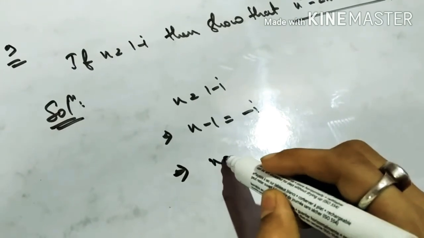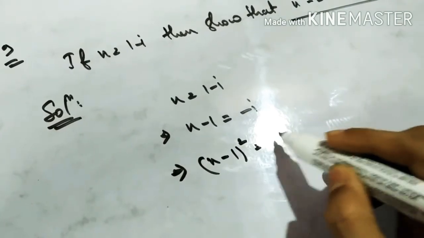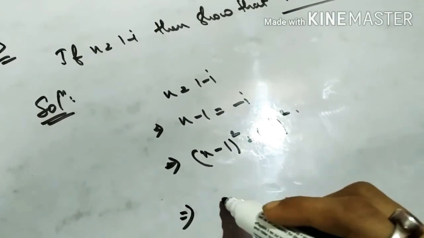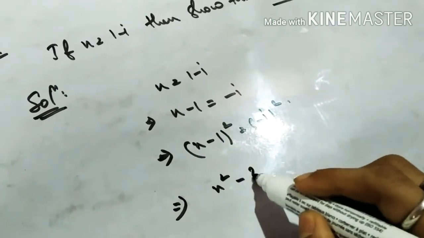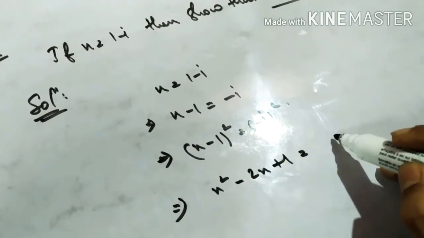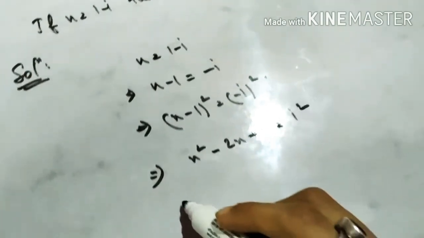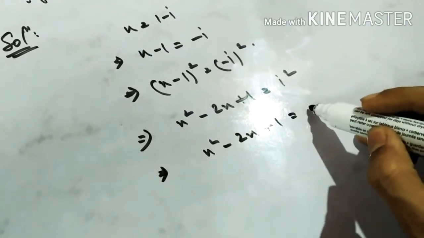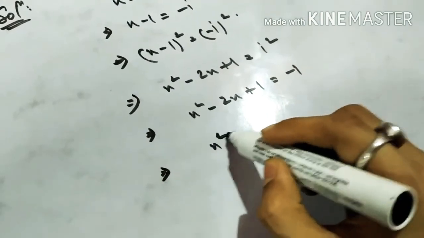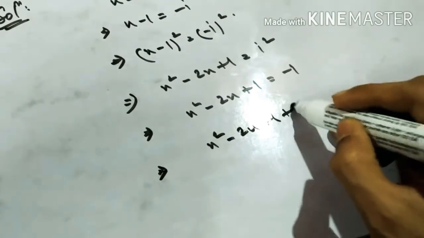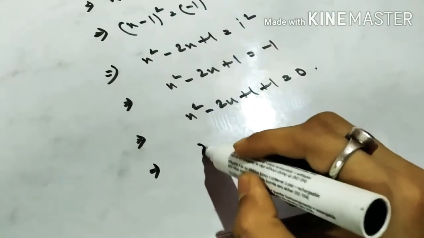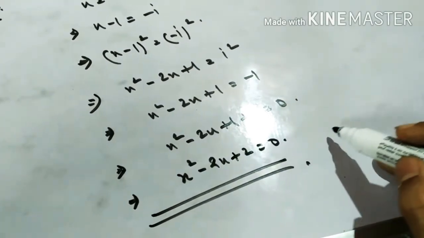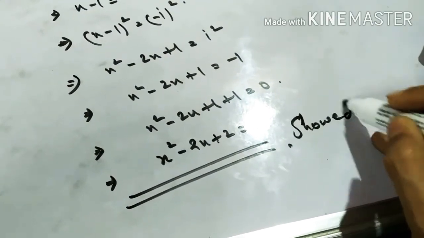Let's square it on both sides. (x minus 1) the whole square equals (minus i) the whole square. So I will get x square minus 2x plus 1 is equal to i square. x square minus 2x plus 1 is equal to minus 1. x square minus 2x plus 1 plus 1 is equal to 0. x square minus 2x plus 2 is equal to 0. This is shown.